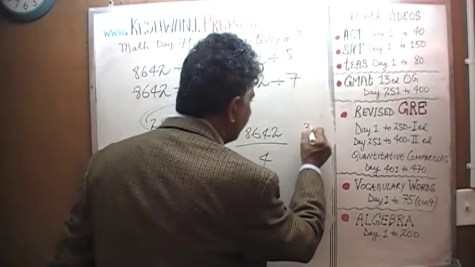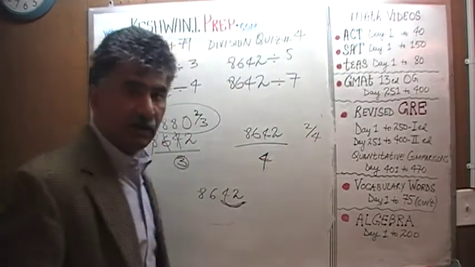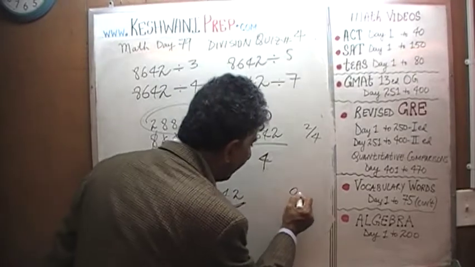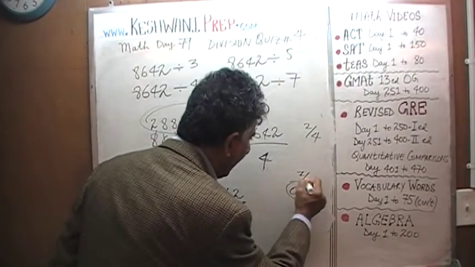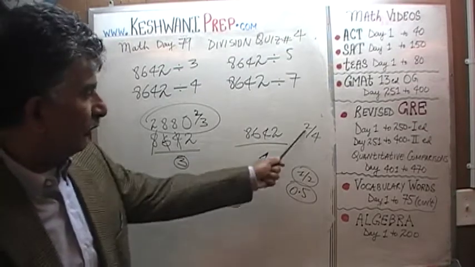We'll have a remainder of 2, and that 2 needs to be divided by 4, which means the final answer is going to be 0.5 something. It's going to have a half at the end. The final answer is going to have 0.5 or half or 2/4.